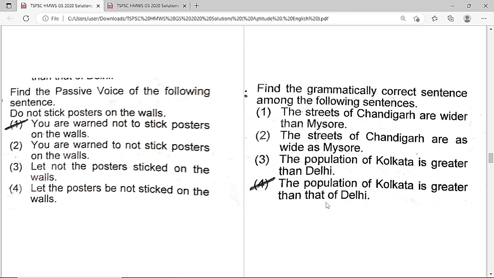So this is the grammatically correct sentence. We can say that the population of Kolkata is greater than that of Delhi. Now we'll discuss why the remaining are wrong. Only this is correct.